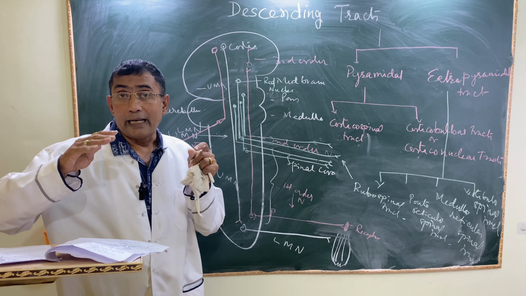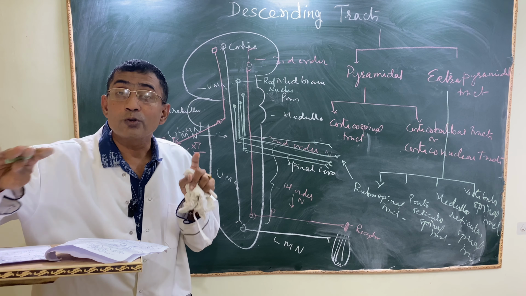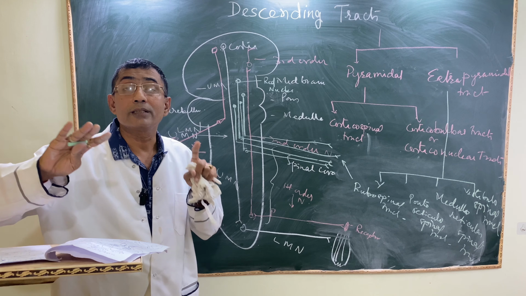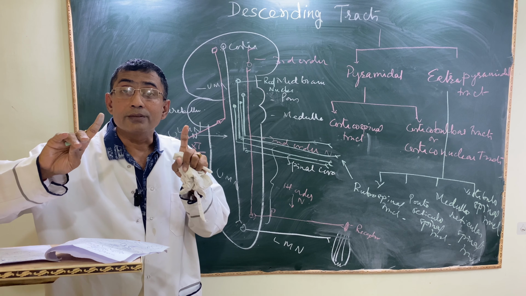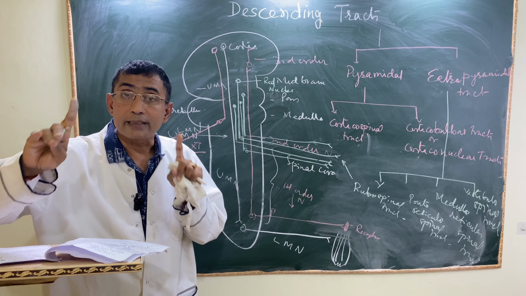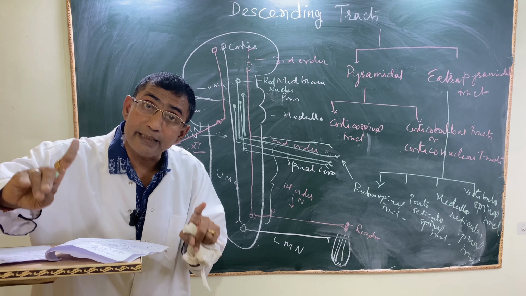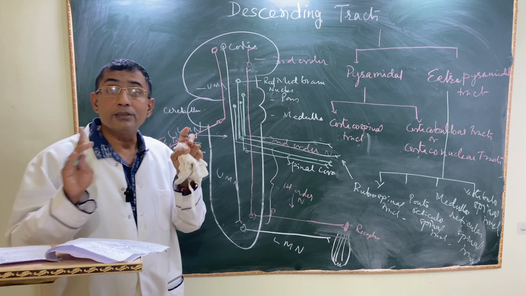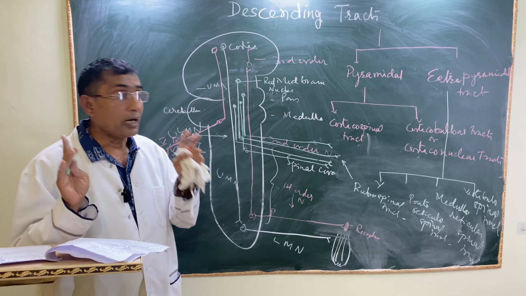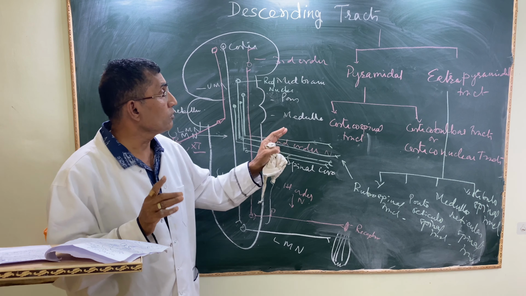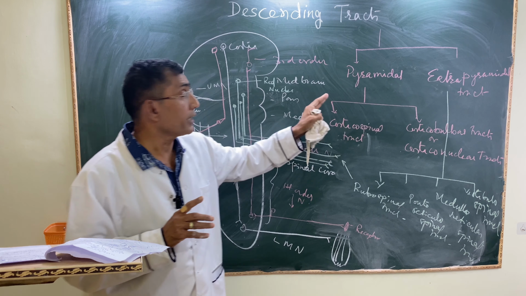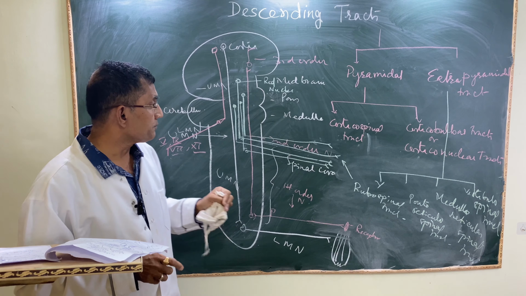As far as functions of the autonomic nervous system are concerned, the autonomic nervous system controls the activity of the gland, controls the activity of smooth muscle, controls the activity of cardiac muscle. So all these functions are also controlled by the extrapyramidal tract and the pyramidal tract.